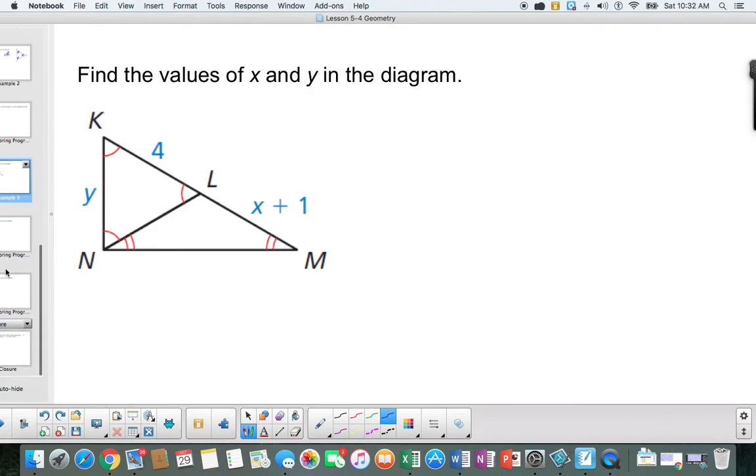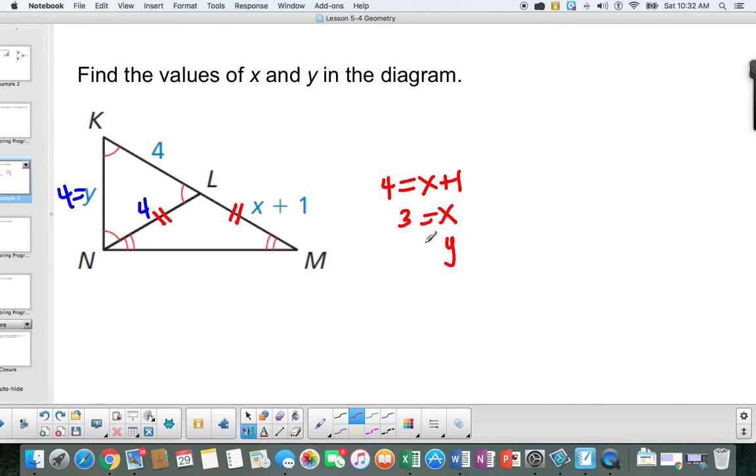Okay, we'd like to find this answer. We want to find the values of x and y in the diagram. Right here I see equiangular, so I know this must be equilateral. So this will be 4 and this will be 4. And right here I see 2 angles are congruent, so I know the sides opposite them are congruent. This is the converse of the base angles theorem. So I'm going to say 4 is equal to x plus y, therefore x is equal to 3, and remember I did get y is equal to 4.